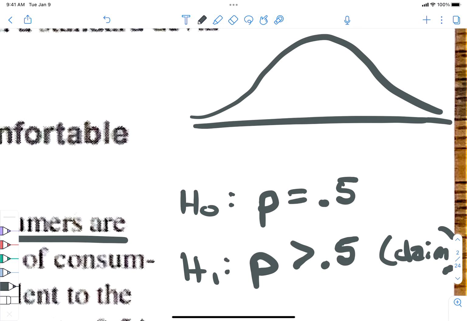One-tailed. Which side? So it's one-tailed. It's on the right side, because it's greater than. So I'm going to do right side, greater than, okay?